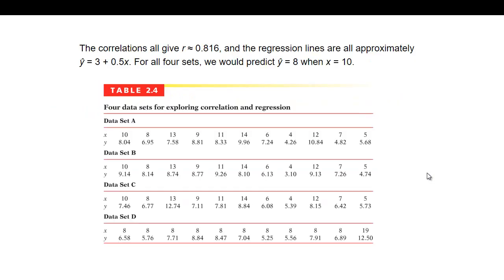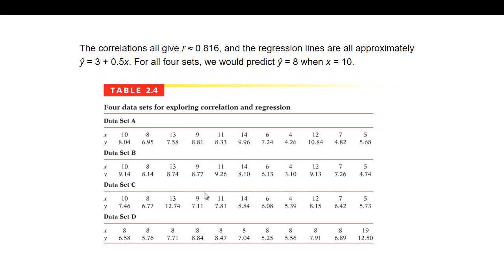Okay, so here I have 4 data sets, A, B, C, and D. And the correlations for all the data sets here are all about 0.816, and the regression lines are all approximately the same and given by this equation: y hat equals 3 plus 0.5x. For all 4 sets, you would predict that y hat is 8 when x is 10. So when you plug in x is 10, you get y hat equal to 8.